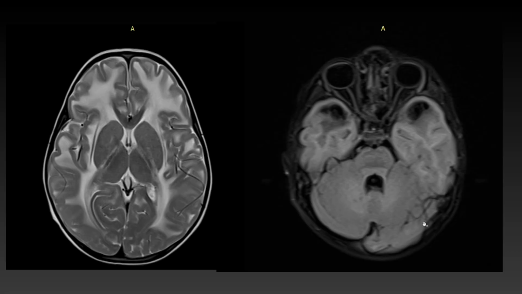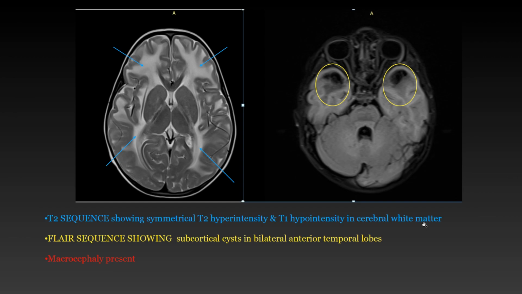So these are the sequences. The first sequence on the right side is T2 weighted sequence, and the second one is FLAIR sequence. As you can see, the T2 sequence shows symmetrical T2 hyperintensities, as shown by the blue arrows. These areas were hypointense in T1 sequence, and the characteristic finding is subcortical, bilaterally symmetrical anterior temporal lobe cysts. This is appreciated in the FLAIR sequence.